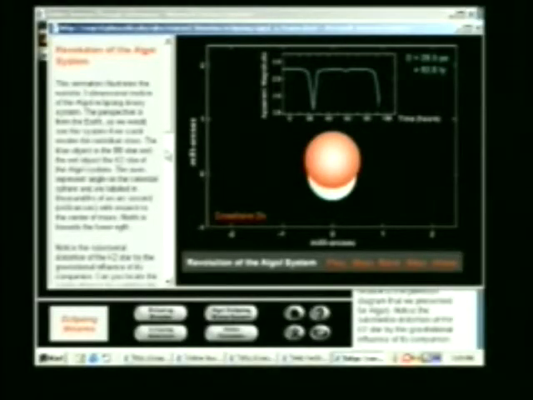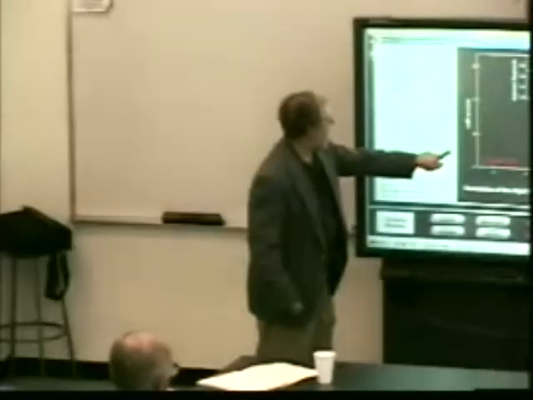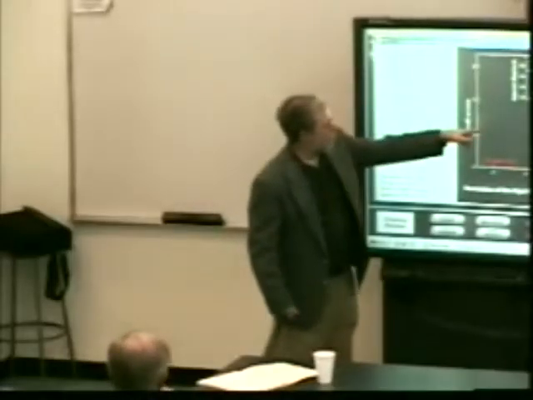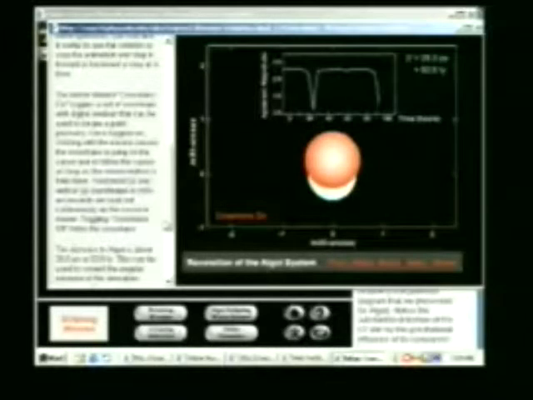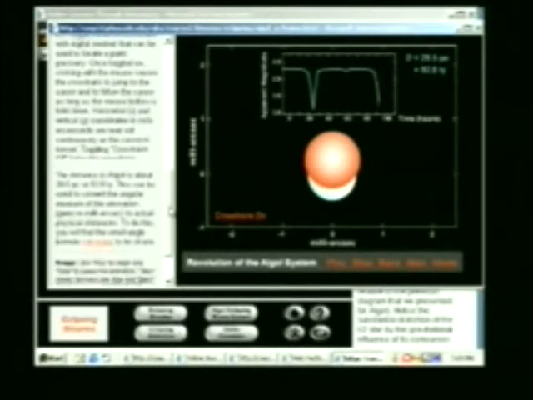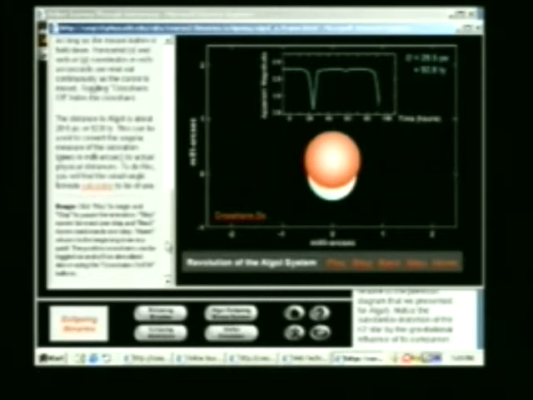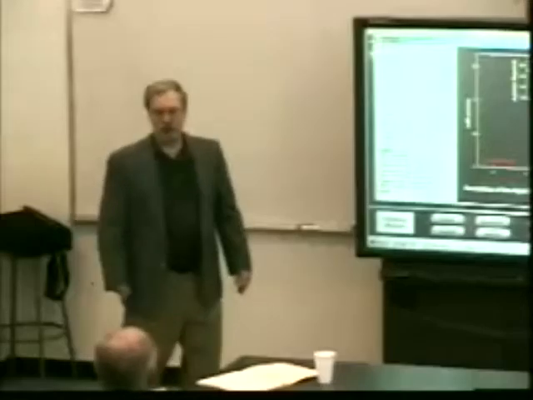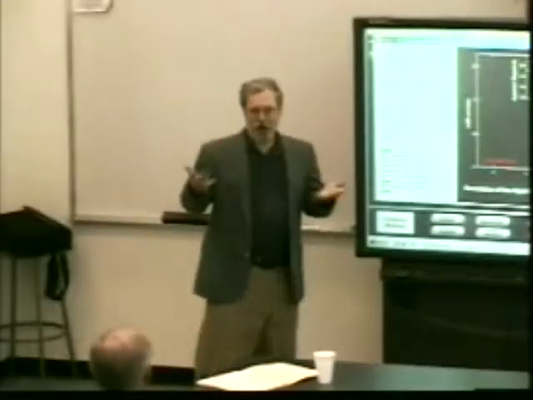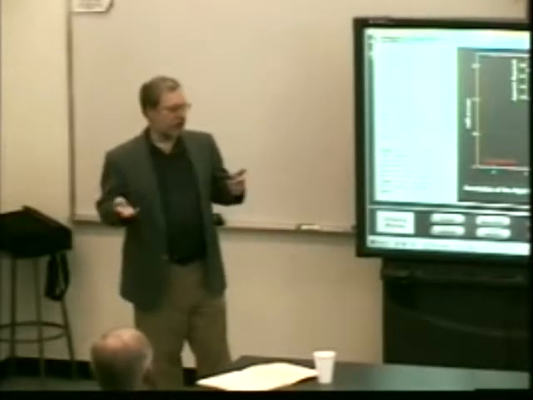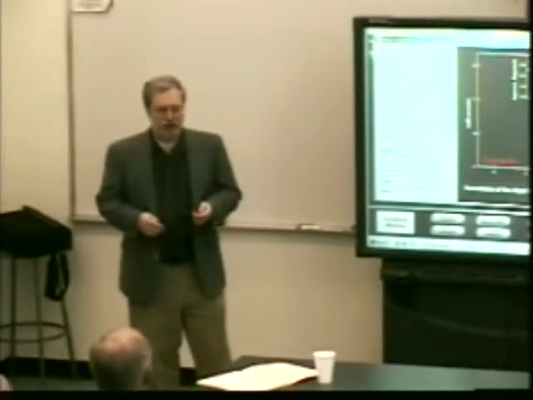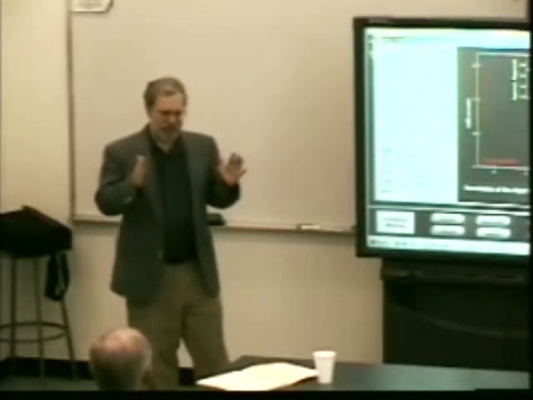So if you scroll down here, you have a lot of information about what this is, which is actually a realistic model of the Algol binary star system. And at the bottom then there's some specific usage information about how to use it. And this is true of all of the interactive animations we've developed in Online Journey Through Astronomy. All of it launches in an encapsulated window.